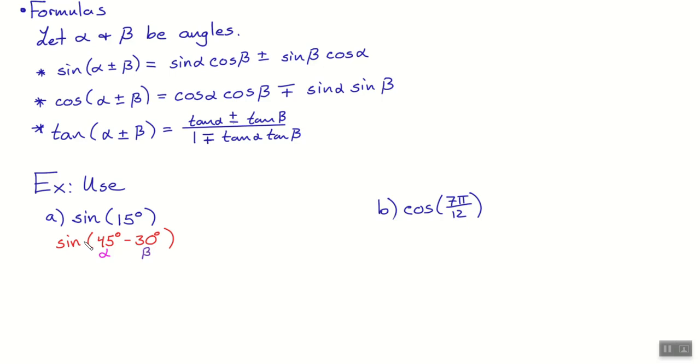This is the sine of a difference, so we're going to apply this formula right off the bat. And sine is nice because it doesn't change, right? Plus or minus stays plus or minus. So it's sine alpha cos beta. The sine of alpha, which is the sine of 45 degrees, times the cosine of beta, which is 30. And then do I subtract or add here? I subtract. And now it's the sine of 30 degrees times the cosine of which angle? 45. And we're just plugging in alpha and beta.